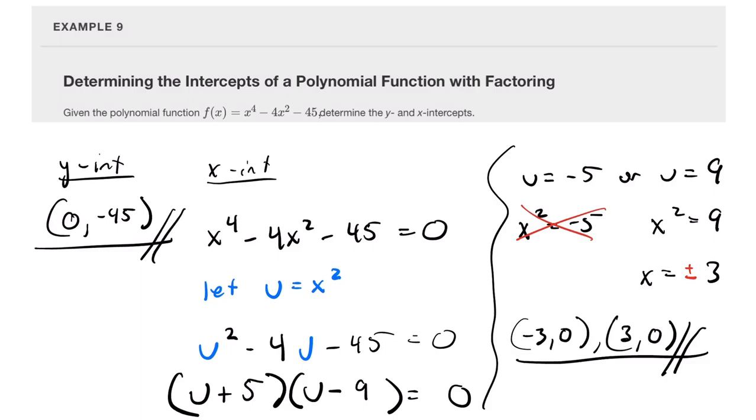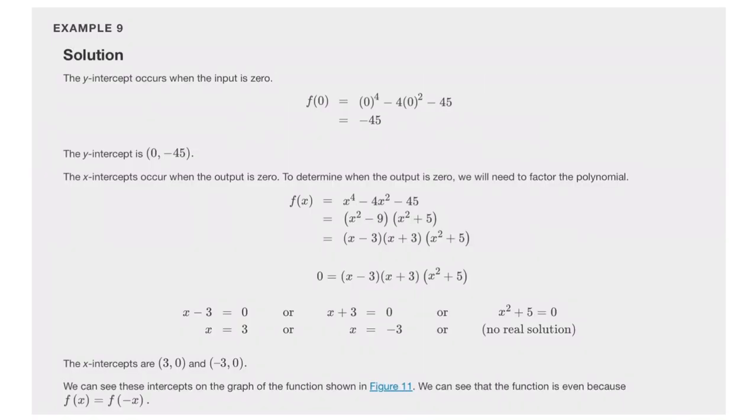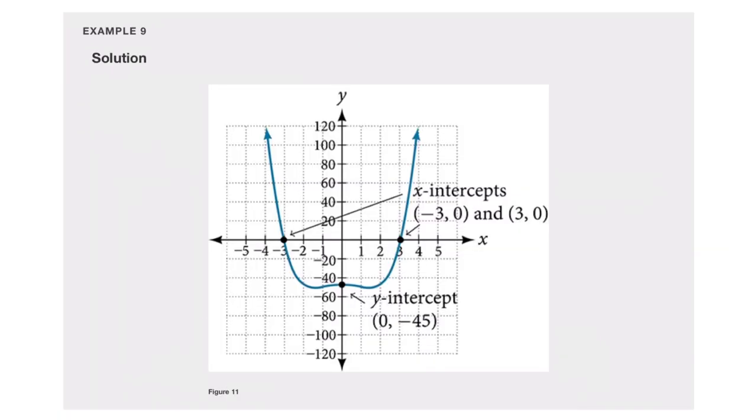Okay. So these are the results I got for the x and y intercepts. The y-intercept was 0, negative 5. And then, yeah, they got the same thing that we got. You can see it here.